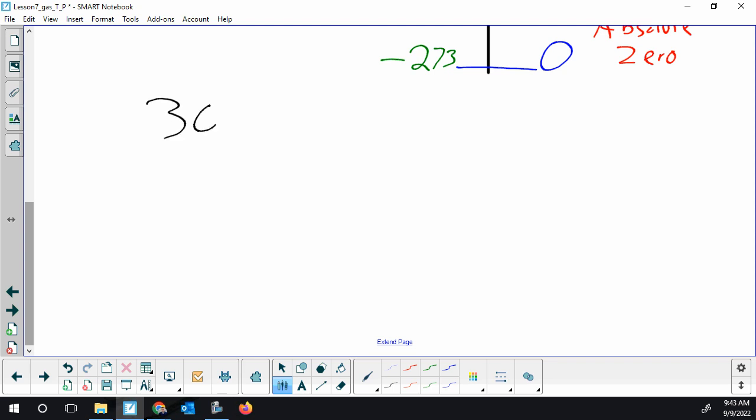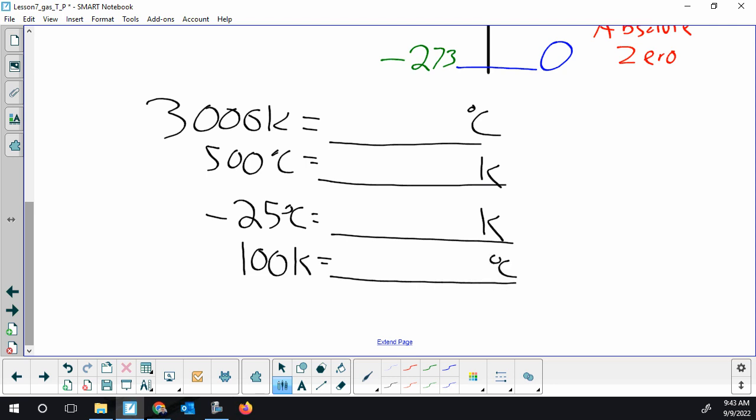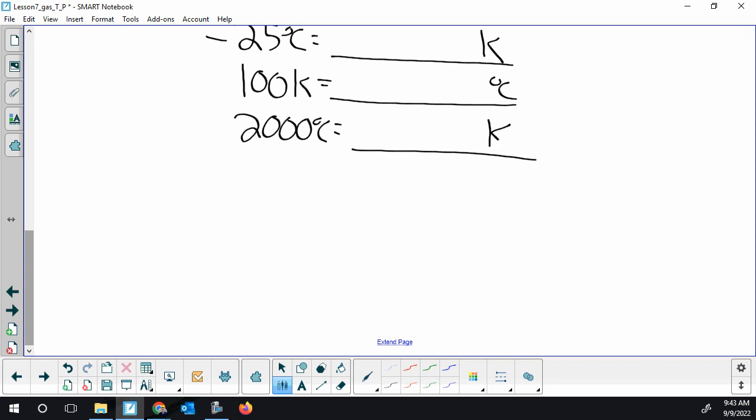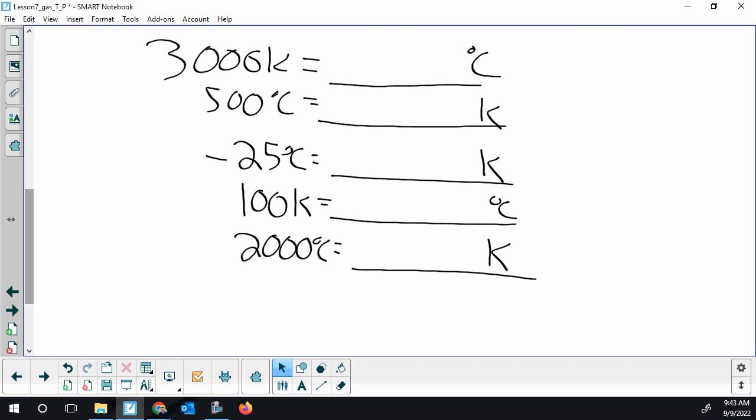So I'm going to start with 3000 Kelvin. What is that in degrees Celsius? 500 degrees Celsius. What is that in Kelvin? Minus 25 degrees Celsius. Convert that one to Kelvin. 100 Kelvin to degrees Celsius, and last, 2000 degrees Celsius. That one to Kelvin units. And we'll recap those answers after you've had maybe about 3 minutes to work through those.